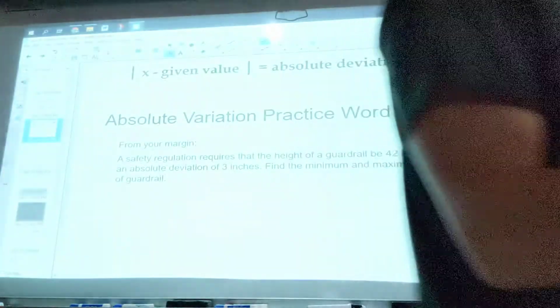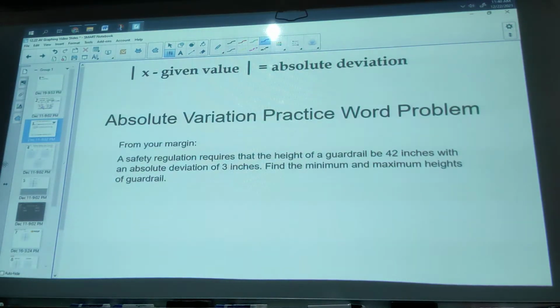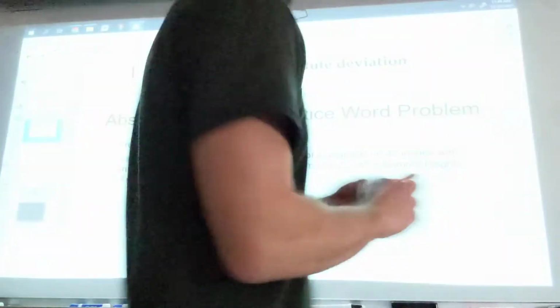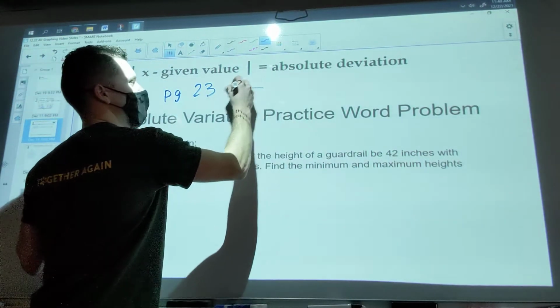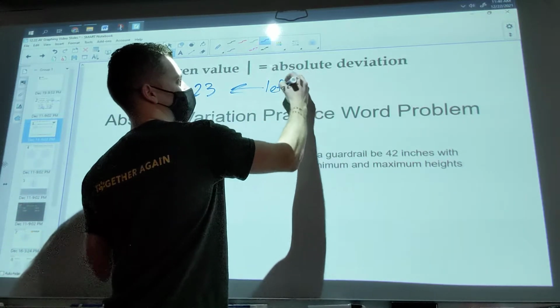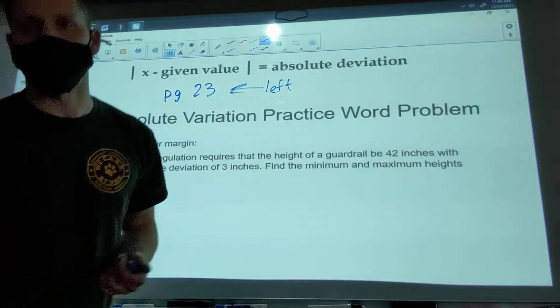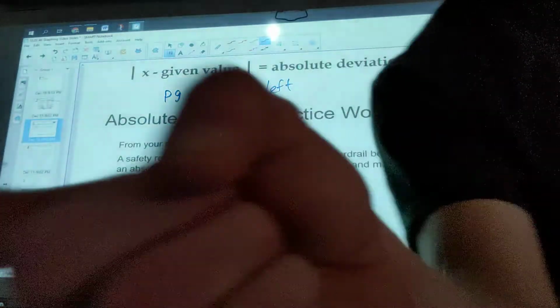So there's some handwriting. See that problem? Tiago's going to have a little bit of trouble doing this problem because he has a lot of doodles. But you're going to go ahead and do page 23. On the left margin, there's a problem about handrails. I want you to go ahead and solve that problem. I'm going to pause the video, and we're going to come back.